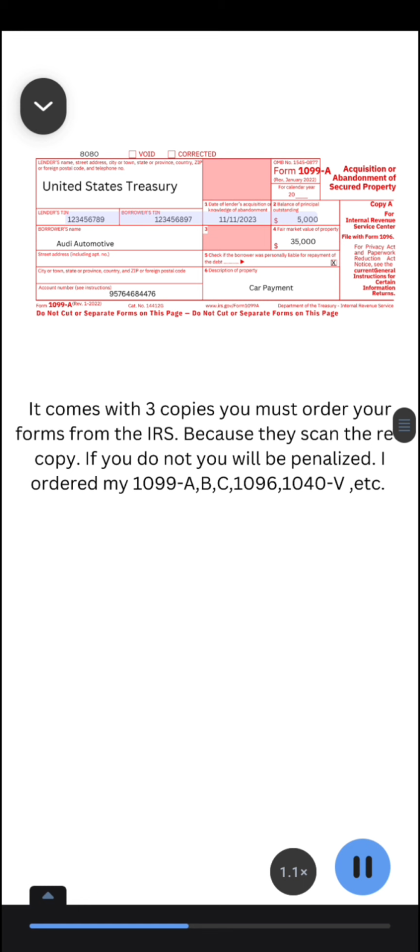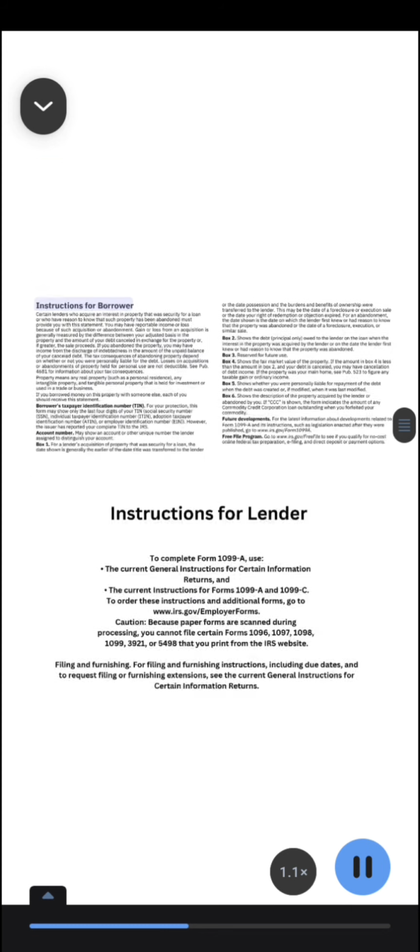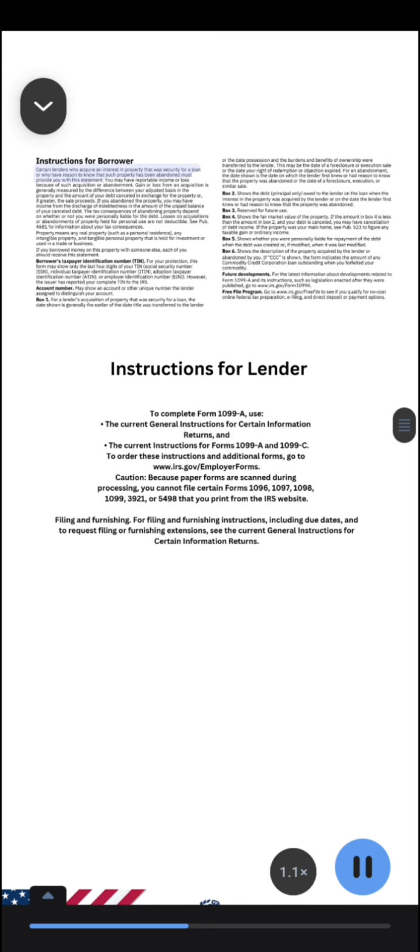123456789. 123456897. The 11th of November 2023. 5000. $35,000 car payment, Audi Automotive. 95,764,684,476. Instructions for borrower.